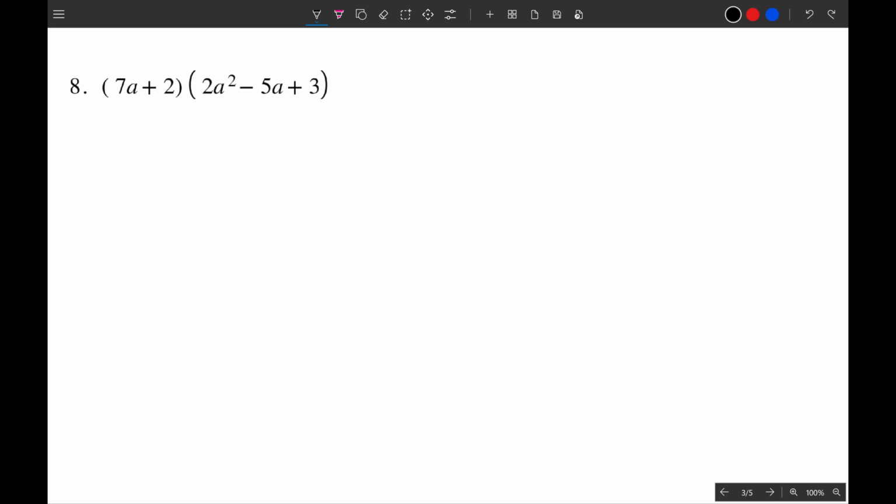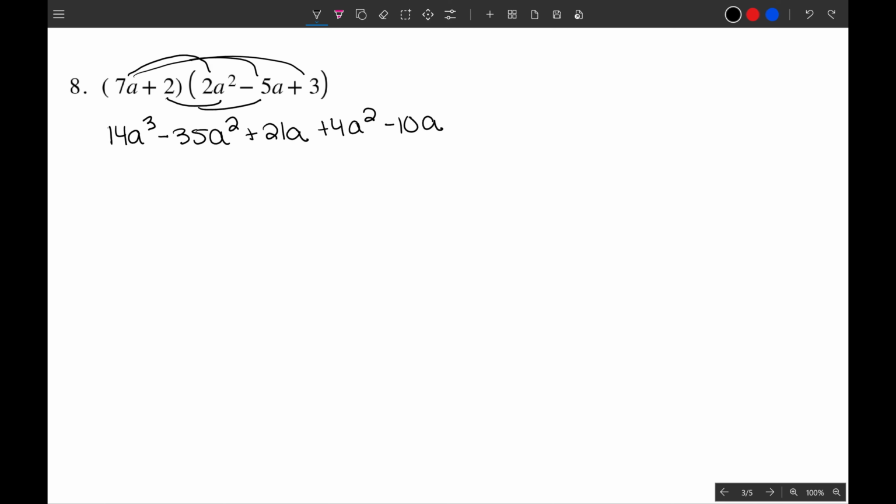All right, on number 8, we're just distributing. 7a times 2a squared is 14a to the third. 7a times negative 5a is negative 35a to the second. And 7a times 3 is positive 21a. 2 times 2a squared is 4a squared. 2 times negative 5a is negative 10a. And 2 times 3 is 6.